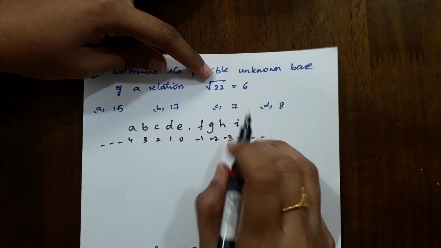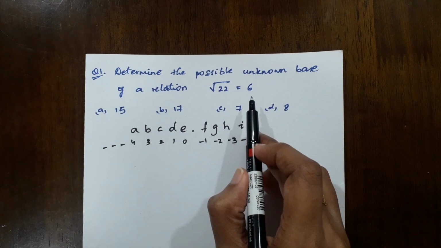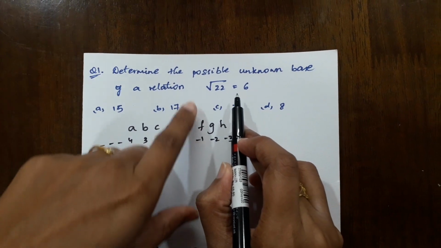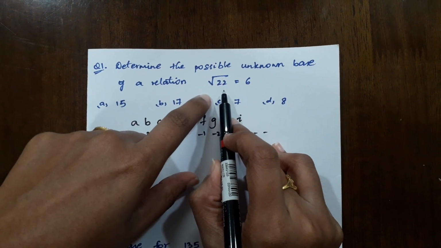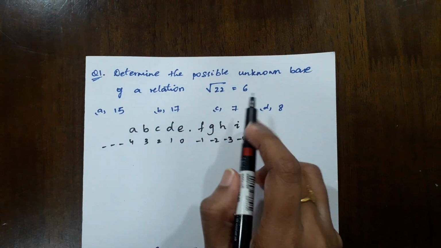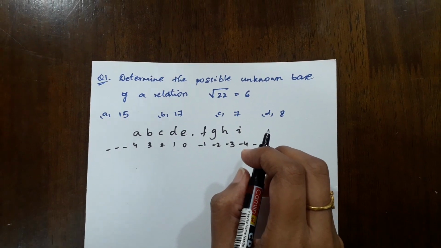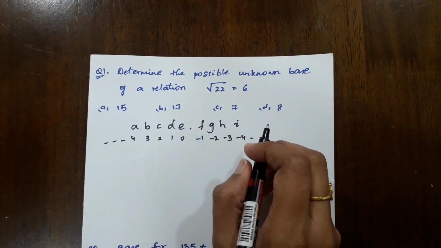Given the relation √22 = 6. Now we need to find the base of that particular number system. In the actual decimal number system, √22 is not equal to 6, but this happens only for one specific number system. So now we need to find the base or radix of that number system.